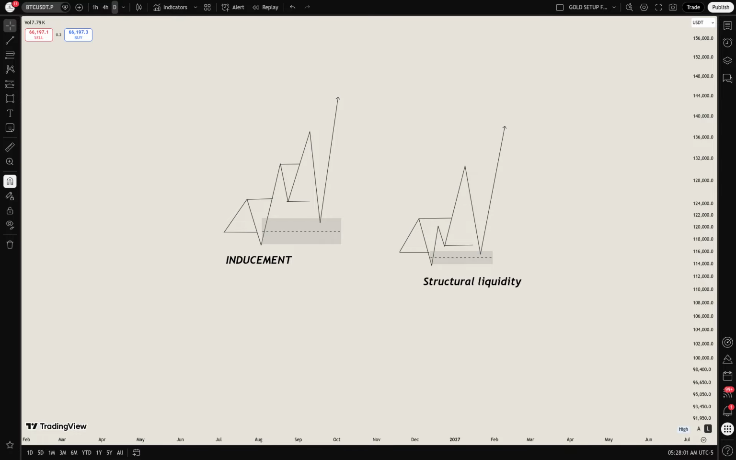Now, before you mark that place as a structural liquidity, you need to see the break of structure happen first, and it needs to happen very close to your POI. This is how it normally forms. This is how we see structural liquidity.